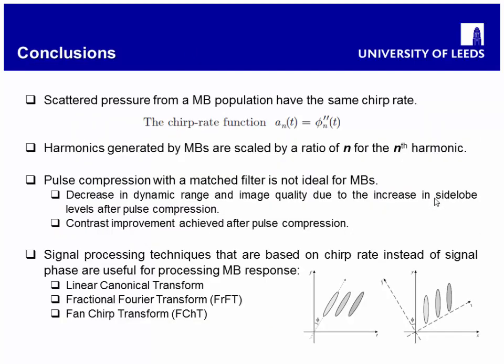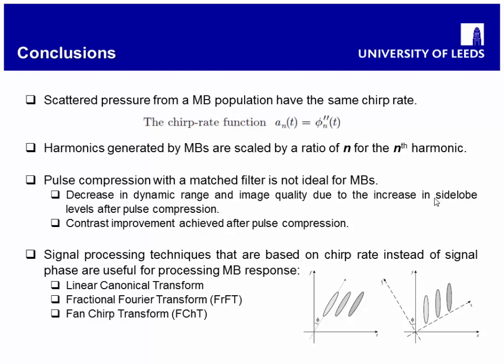So my conclusions are, I already said this one, scattered pressure from a microbubble population has the same chirp rate. But chirp rate means the second derivative of the phase. Still phase related somehow, but it's different. Harmonic generating microbubbles obey the same rule as well. For the nth harmonic, you get n times the chirp rate. And it's also applicable to subharmonics and superharmonics. Pulse compression works somehow, but it's not the ideal case to use with microbubbles. It's one of the conclusions I get. Because it decreases the dynamic range and image quality. You get high side lobes. But you still get contrast improvement. So it's not bad or good, but it's not the ideal case.